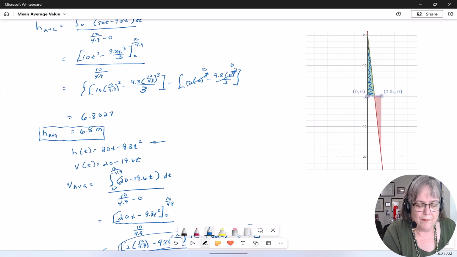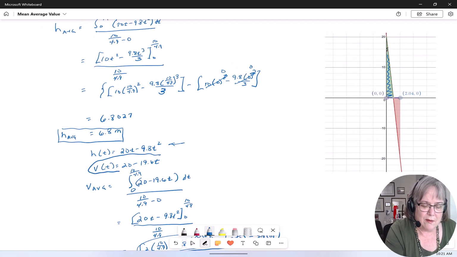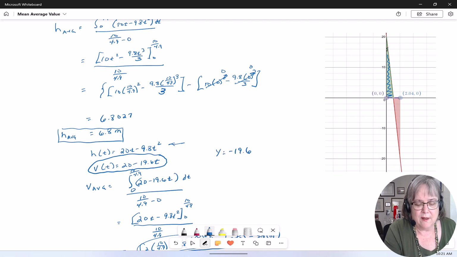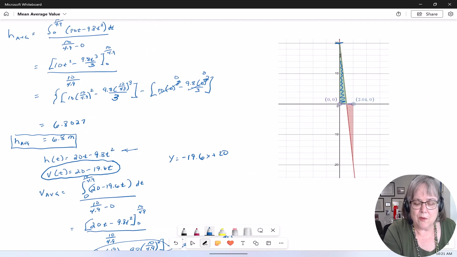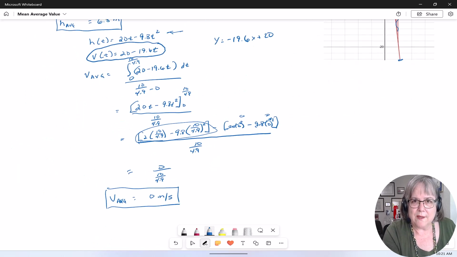But if you look right here, do you see how this is the velocity function? Because see this velocity function right here? It's a line with a slope of negative 19.6, right? So think of it as y is equal to negative 19.6x plus 20. So it would have a y-intercept of 20 and a slope of negative 19.6. So this is your line from here to here. And so it's got a positive area up here, negative area down here. And so what's the average? Right here? They cancel each other out. It turns out to be 0. So that kind of makes this part make more sense.